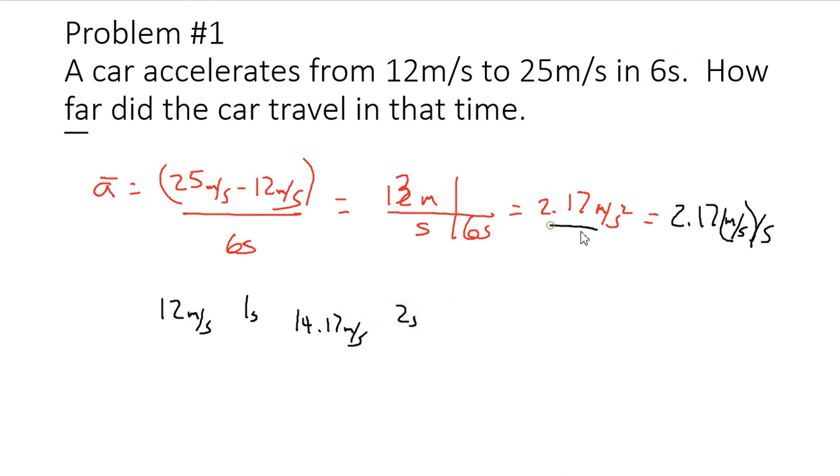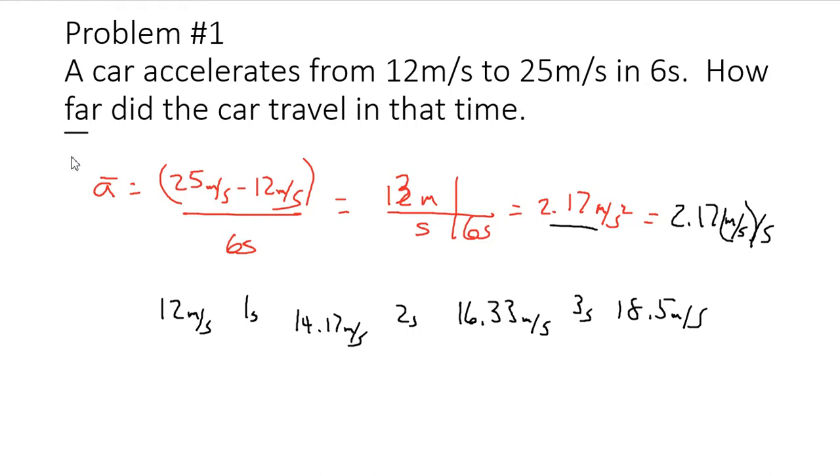The next second, it's going faster. It's still accelerating. It changes by 2.17 again. And what is it next time? Next time it is 16.33 meters per second. And then the next time it changes by that again. Works out to be 18.5 meters per second. And it's going to keep speeding up and it's going to change by that rate every single second. So I have my acceleration. I know what my acceleration means.